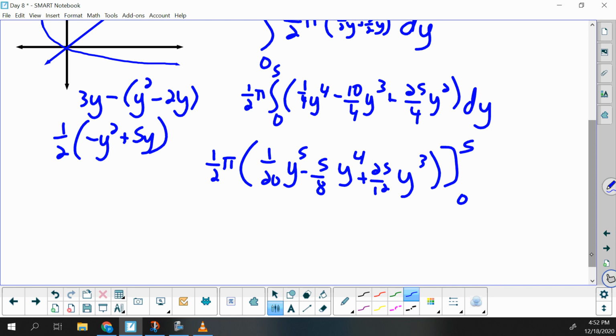Now on your test, remember at this point you could sub in your calculator. The 0 is not going to do anything, but if you sub the 5 in and then multiply by the 1/2 pi, I'm assuming everyone could sub that in okay, we would get 625 pi over 48.